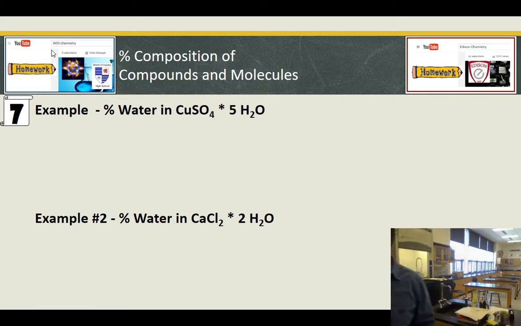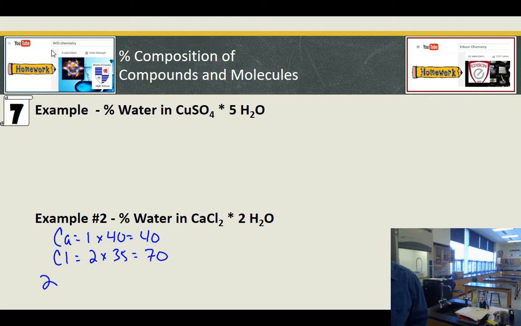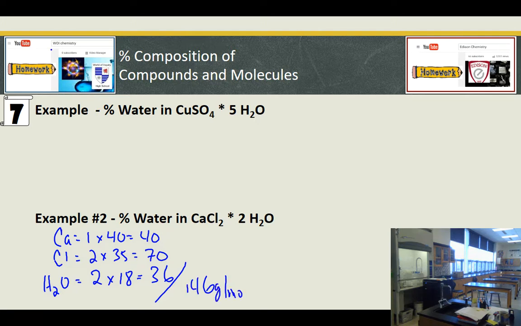Here we go. CaCl2. Ca, there's one of them and they're 40. Cl, there's 2 of them and they're 35 each. So that's 70. I have waters. H2O, I'm going to keep them together because it's easier. I have 2 of them and I know that each is 18. So that's 36. Add this all up, and I got 146 grams per mole.